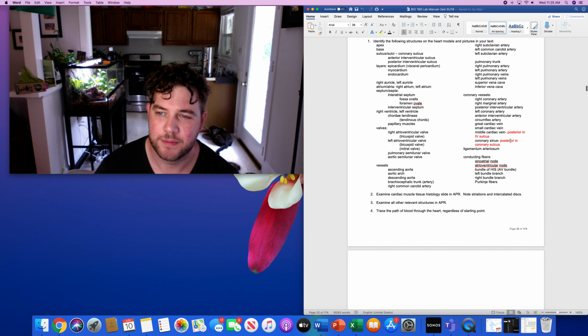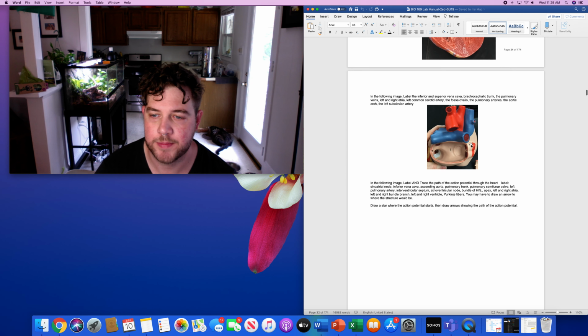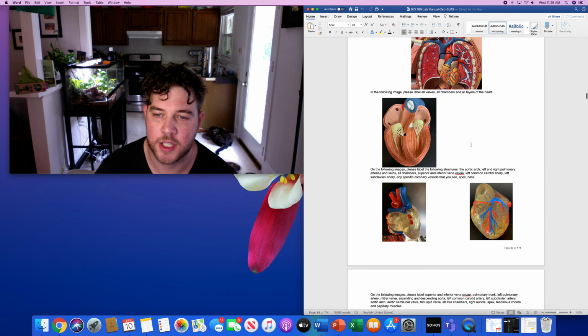I just made a couple of notes for myself. It's always good to remember the middle cardiac and coronary sinus, just where those are. The IV sulcus is the interventricular sulcus. There are the structures, you can label those, the conduction system.